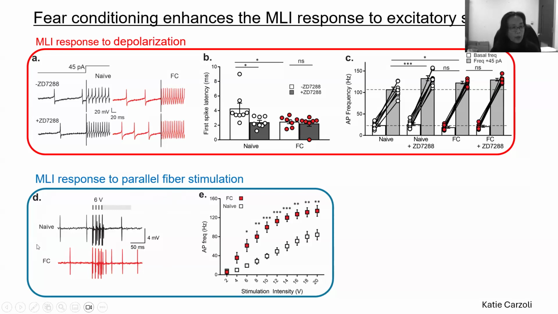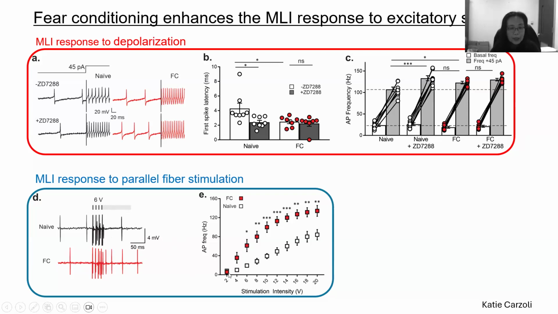Here is an example at 6 volts. It gives 4 stimuli, each of them evoking an action potential. In the naive animal, we quantify the action potential firing within 100 milliseconds after the stimulation. The naive animal evokes some action potentials, but in the fear conditioning animal, it evokes more action potentials after this burst stimulation.